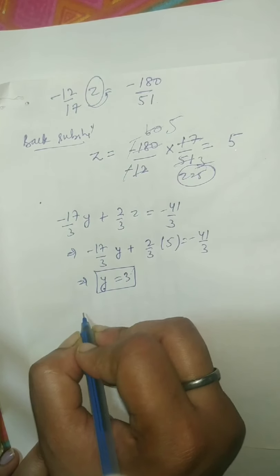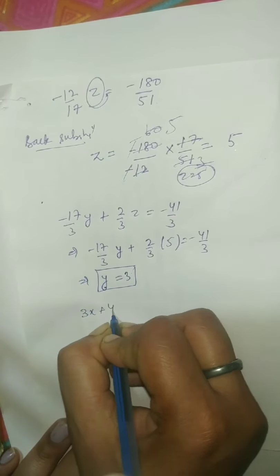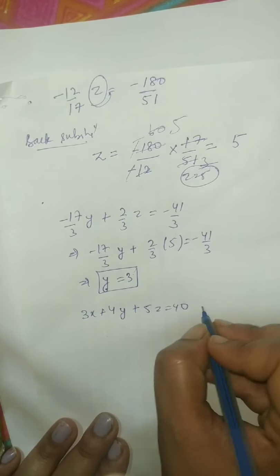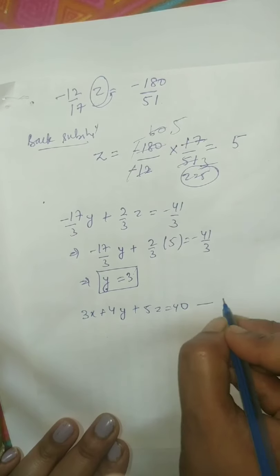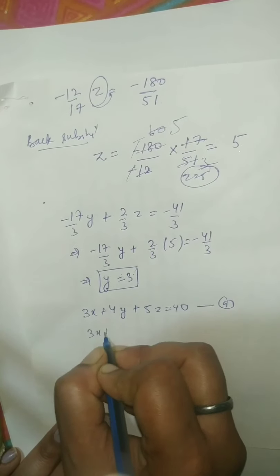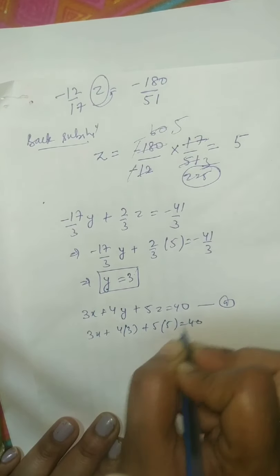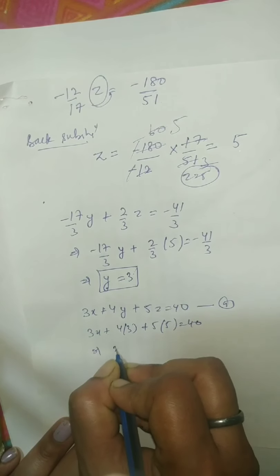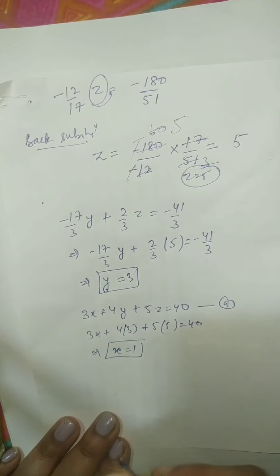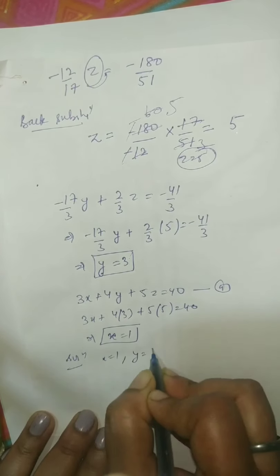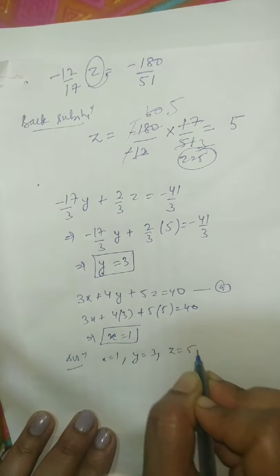Using the value of y is equals to 3 and z is equals to 5 in equation number 1, which is our first equation, 3x plus 4y plus 5z is equals to 40, it gives 3x plus 4 times 3 plus 5 times 5 is 40, which gives the value of x is equals to 1 after solving. Hence the solution is x is equals to 1, y is equals to 3, and z is equals to 5.